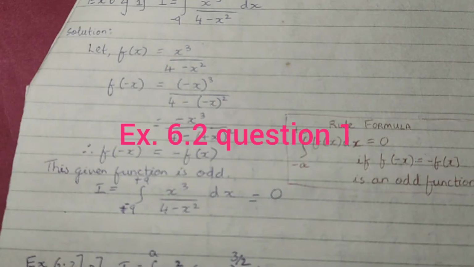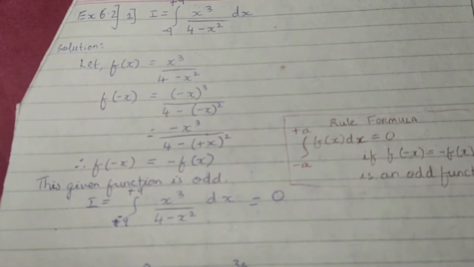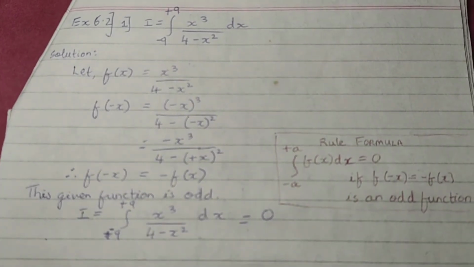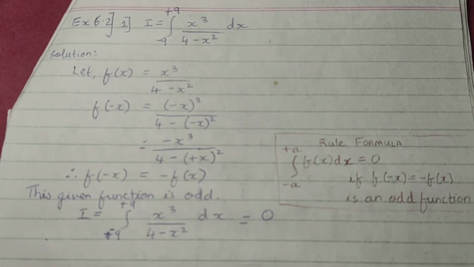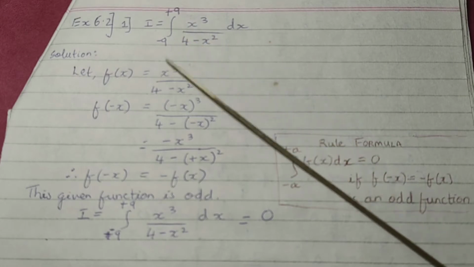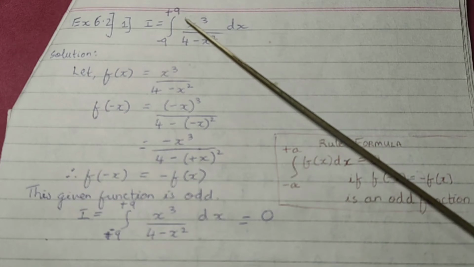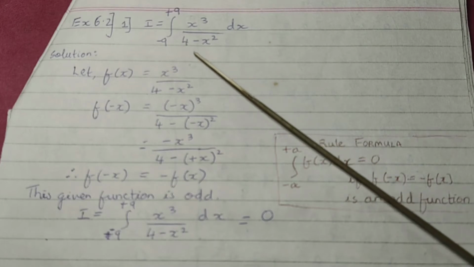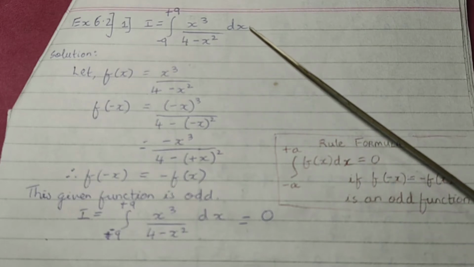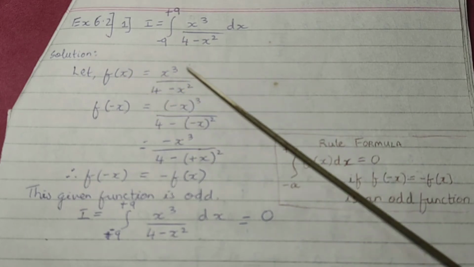We will be solving exercise 6.2, the first problem. I is equal to, you can see over here, the integral from minus 9 to plus 9. Lower limit is minus 9 and upper limit is plus 9, of x cube divided by 4 minus x square dx. So let us start solving this problem.